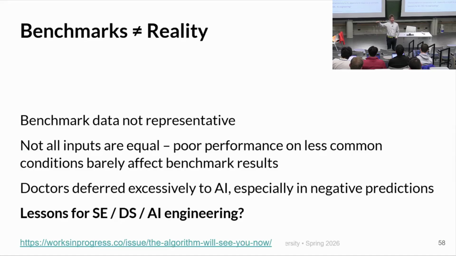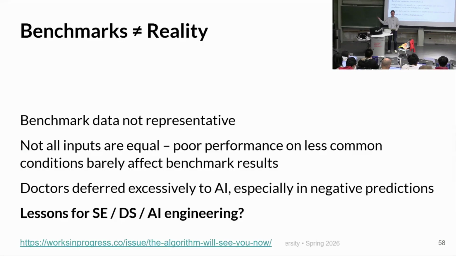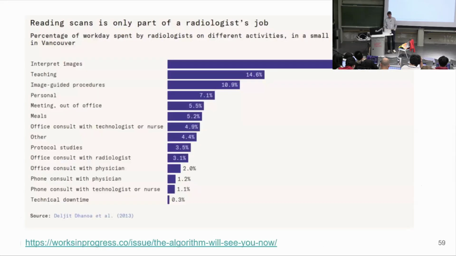If the AI says there's no cancer, the doctor wouldn't check, right? And I think you can probably see similar things in software engineering. If the AI says there's no security mistake, you're probably not going to check. If the review bot says there is one, you're probably going to look at it.